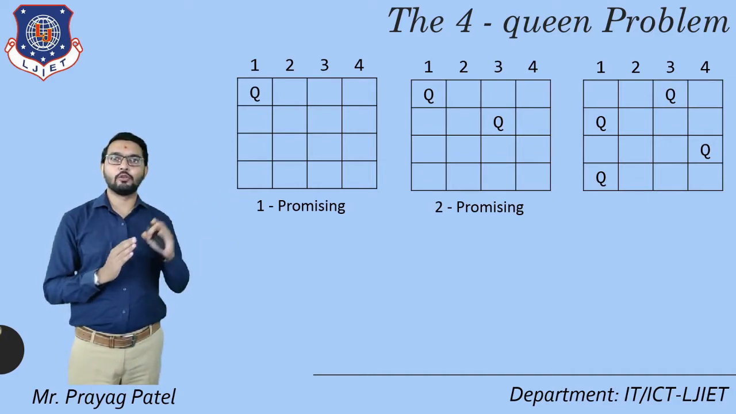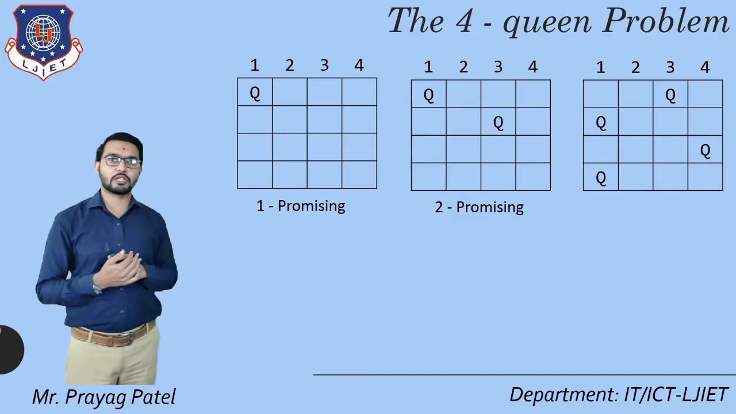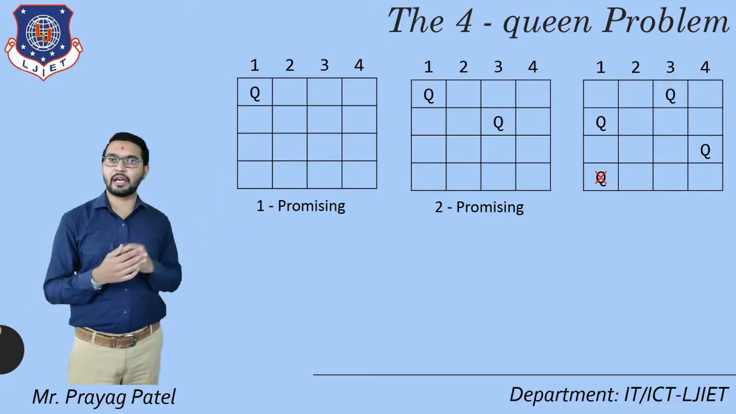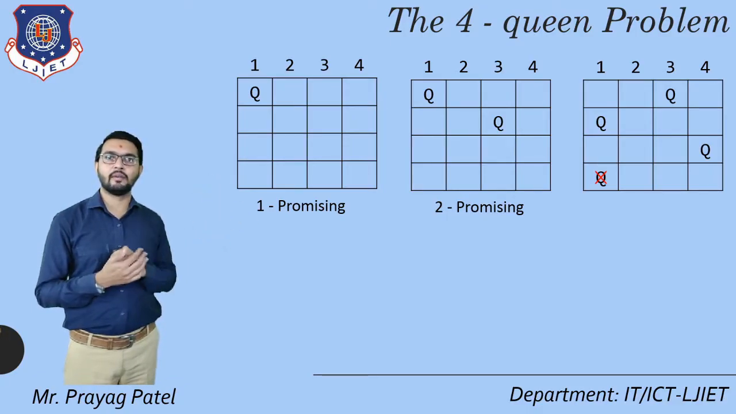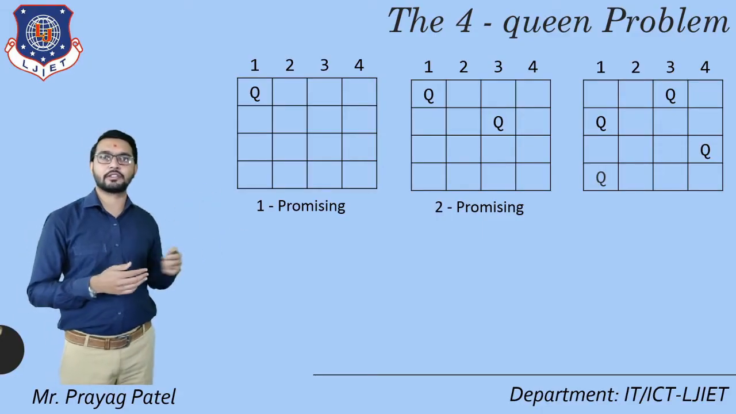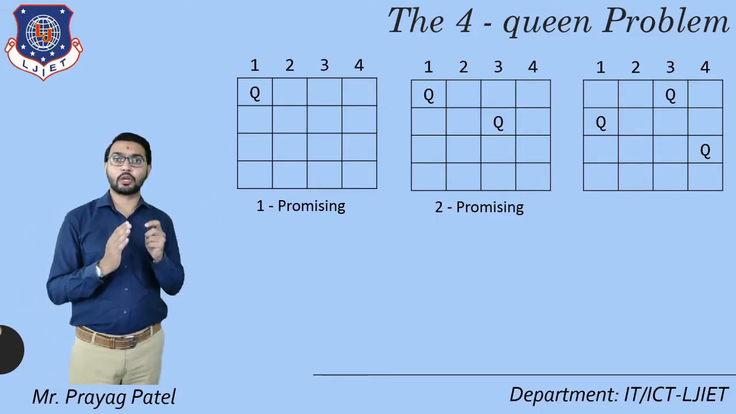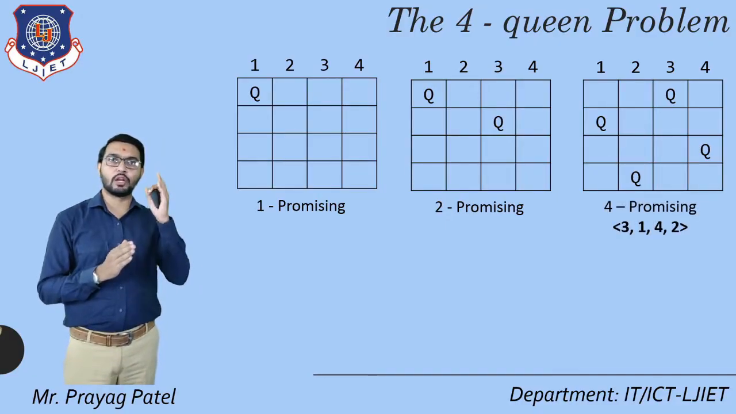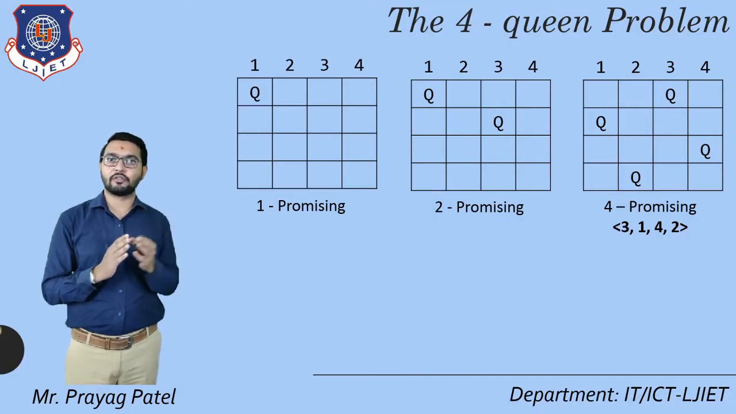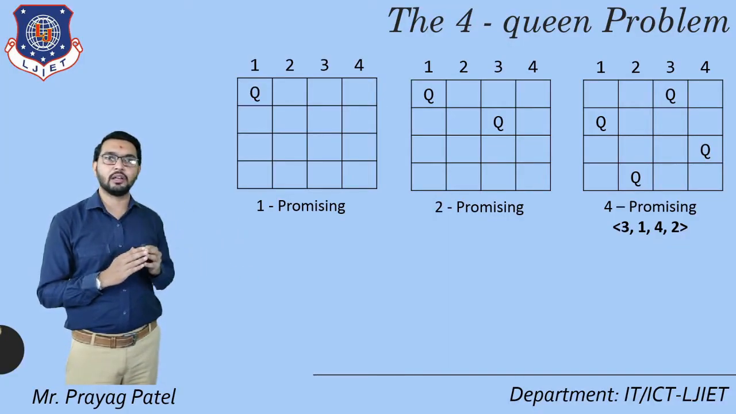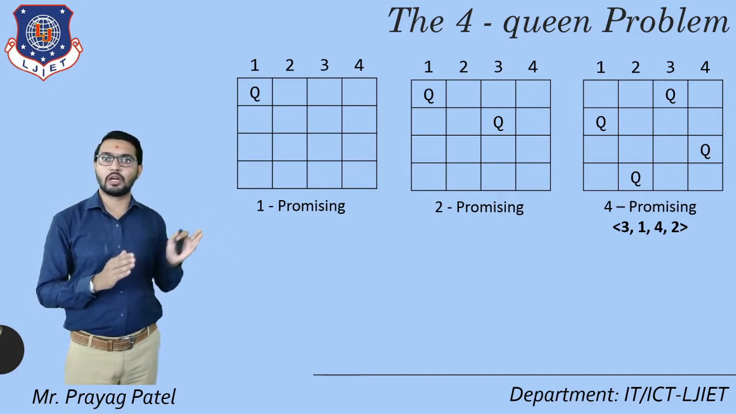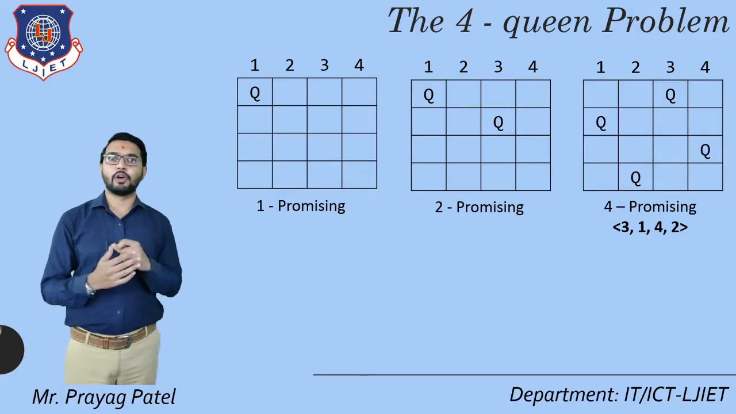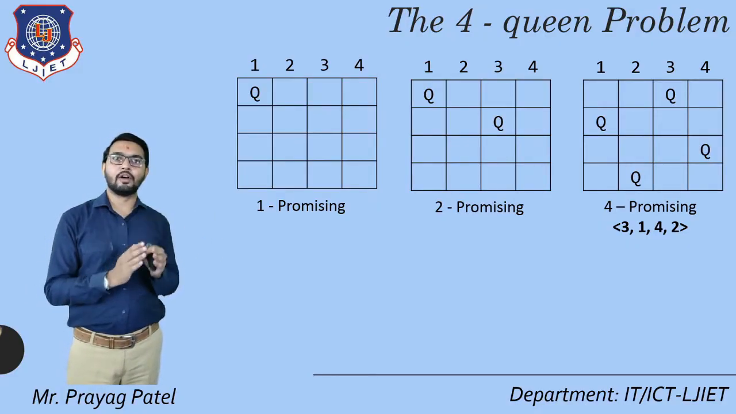Now in row number 4 you put one queen. At the first location it is not possible because one queen is already in the first column. So the same column is here. Now consider the next location, column number 2. In column number 2 a possible solution is there because no previous queen is in column number 2. So we can put a queen here. There is no same column, no same row and no same diagonal. So the final solution of the 4 queen problem is 3 1 4 2.